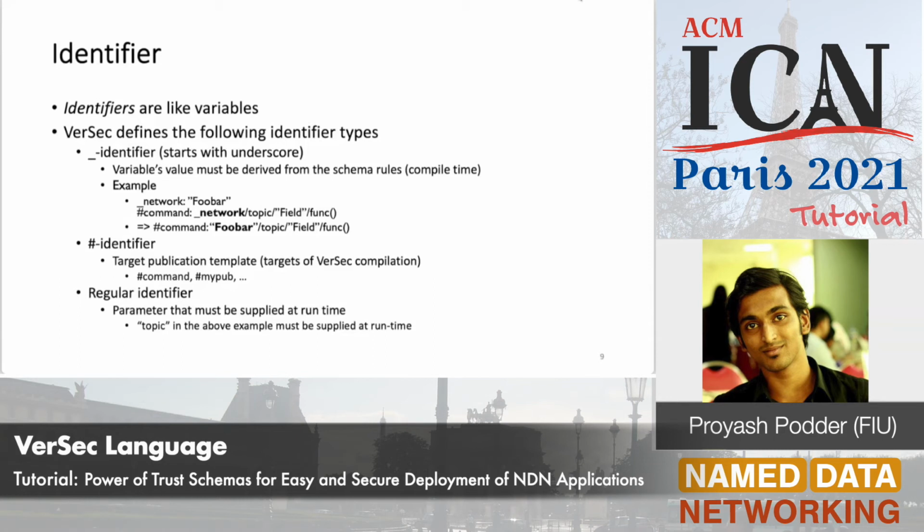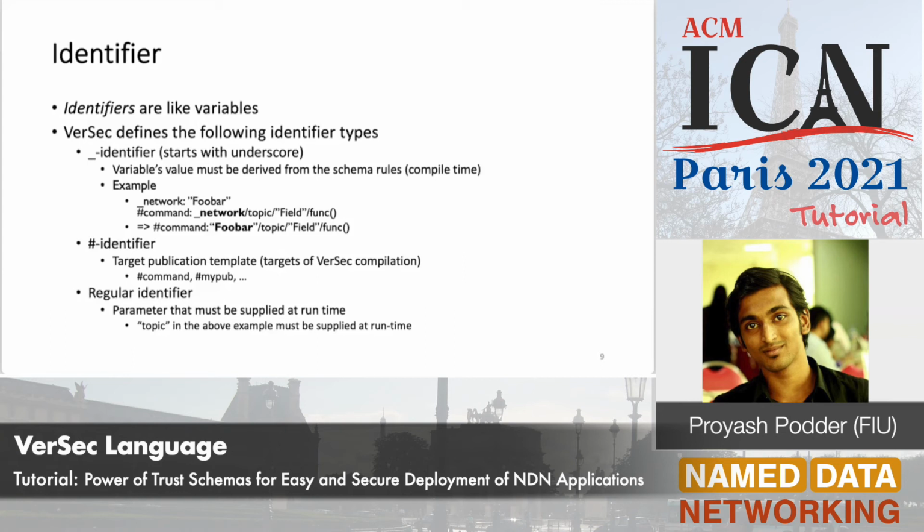Okay, and if we have a command publication, a command type of publication somewhere, that is defined as network, topic, field, and function, then while we are compiling this, the network would be replaced by the foobar stuff, and in the result, we can see the command has become foobar, topic, field, and function. And we have another type of identifier, the hash identifier, which is basically used to describe the publication template, like command, mypub, etc.